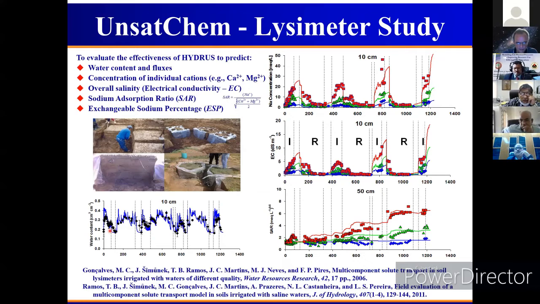And then we ran the model over a period of 3 years to simulate water flow, to simulate concentration of individual cations in 3 different lysimeters irrigated with waters of different quality, overall EC, and SAR. And you can see that the model did relatively well for all these variables. There are different periods here. This is an irrigation period. This is a winter rainfall season, another irrigation period, etc. And so you see this diverse behavior of the system.